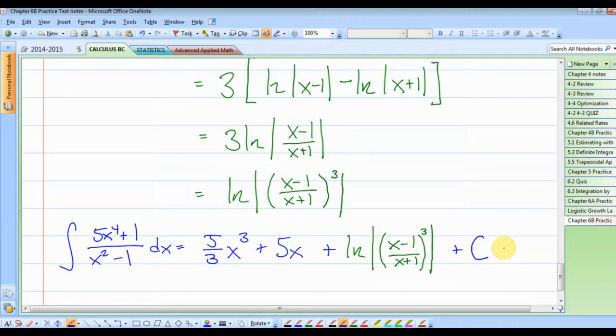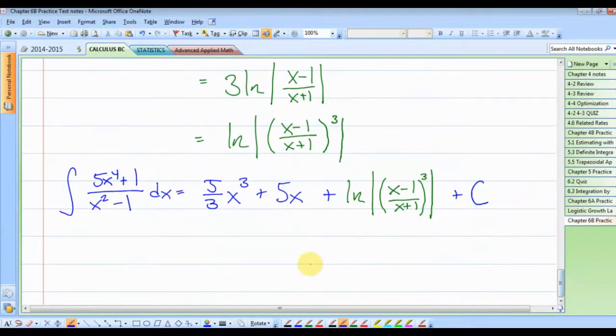So you want that cube instead of 3 in front? I would prefer the cube. The answer said it's 3 times the log. Yeah, it's the same thing. The 3 you can cube. It's a rule. You just have to memorize it. If it's in front of a natural log, it can become an exponent inside. That's the rule. See, there it is.